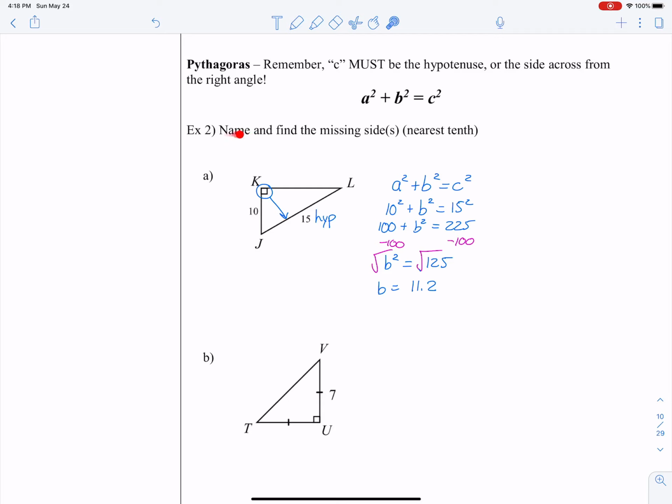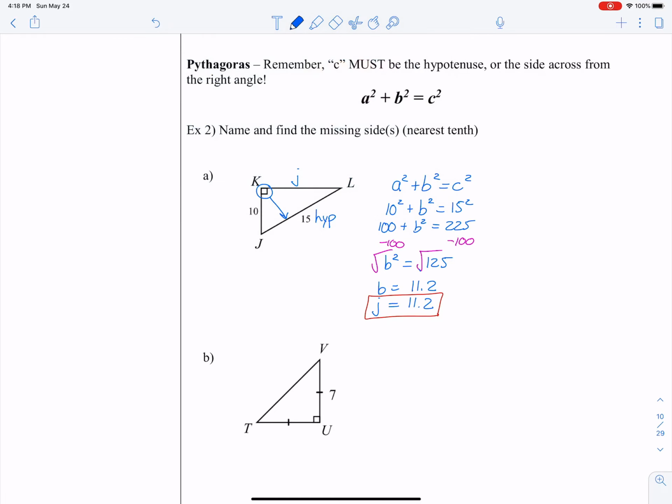Now it says we have to name as well. To name the side, here's my side. I have 2 options for naming this side. One, I can follow across here and look at the capital letter that is opposite my side. So here I have a capital J. So this side could be called lowercase j. So I'm going to write lowercase j is equal to 11.2. And that's my final answer.